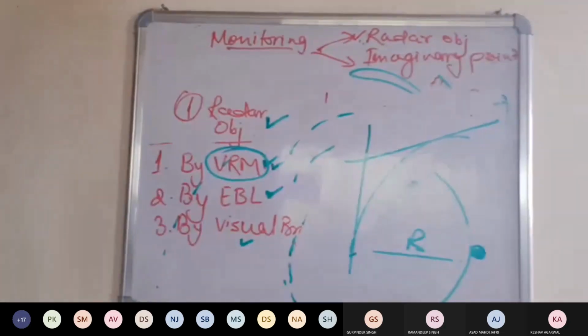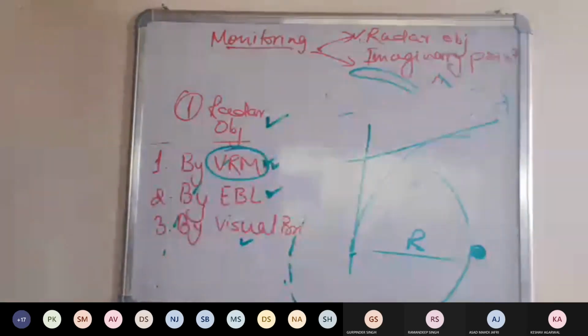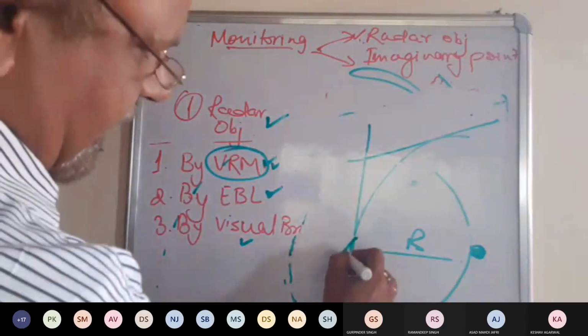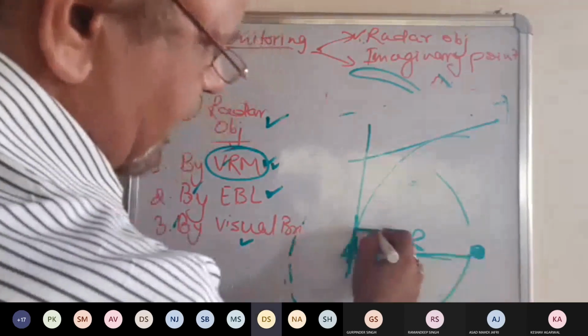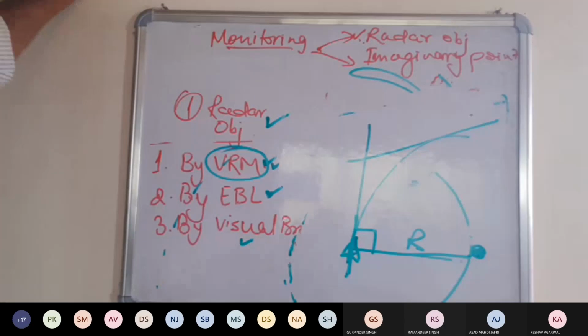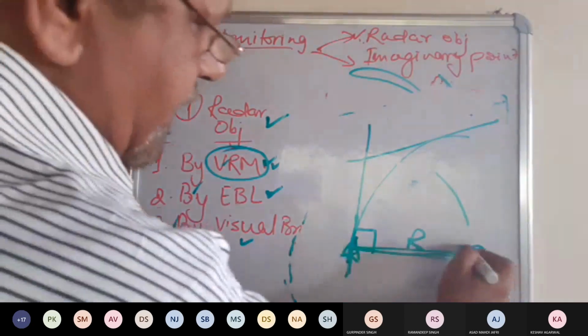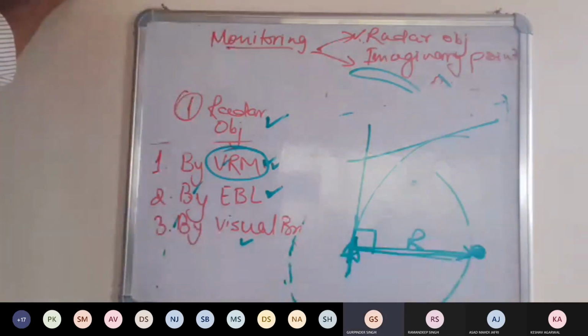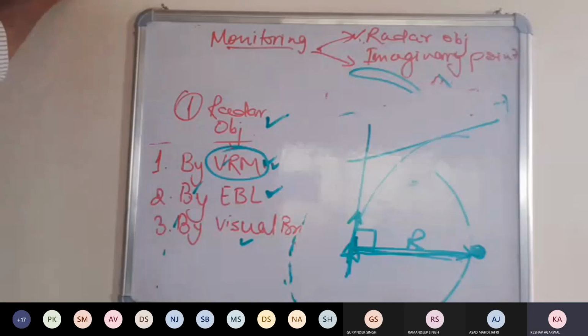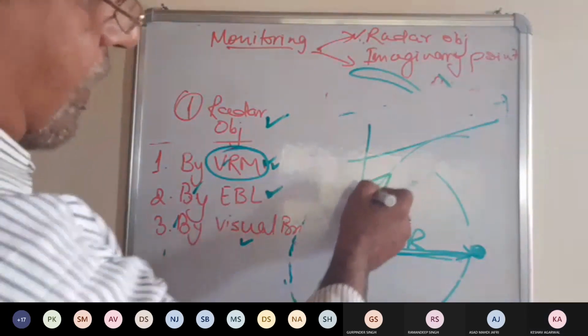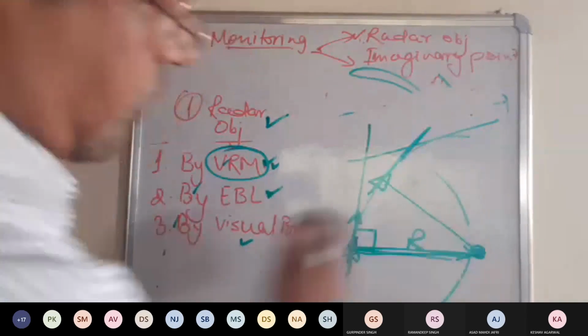All right. Next one is by EBL. When we are here at this point, we are on this track. Sir, are we doing EBL in the next class? Just 2 minutes. What should be the relative bearing of this radar object at this place? The vessel is here. What should be the relative bearing of this? 90 degrees.